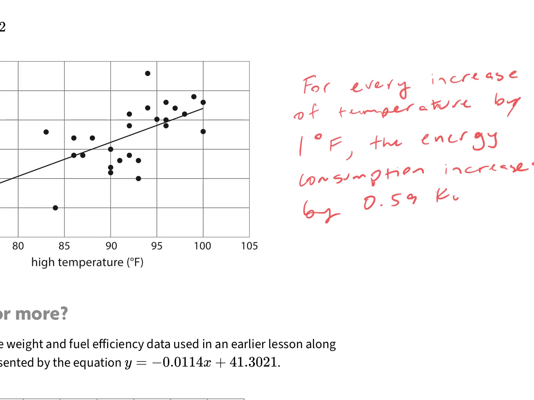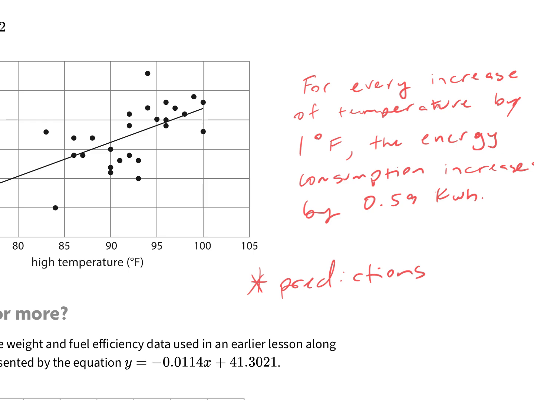What's the abbreviation for that? Kilowatt hour. The key thing I want to mention here is that these are all predictions. So it's not a guarantee. When we talk about slope in terms of scatter plots, we are just making predictions. We are not saying for sure that this is going to happen.